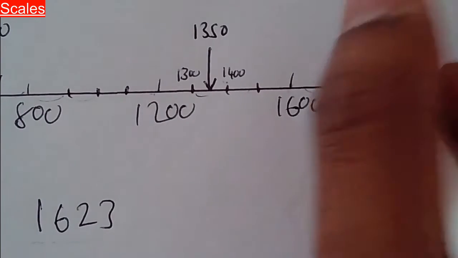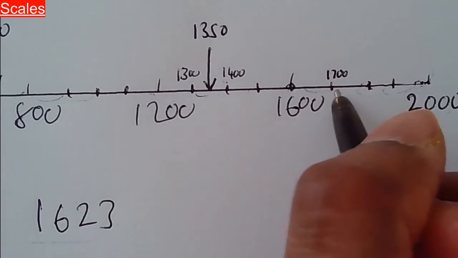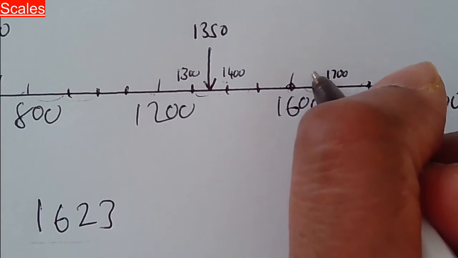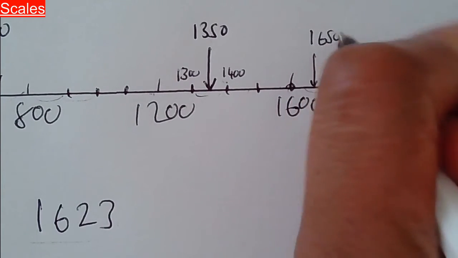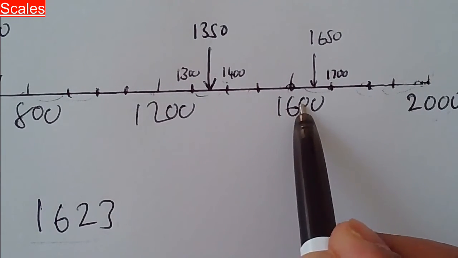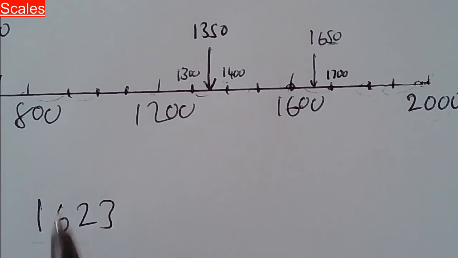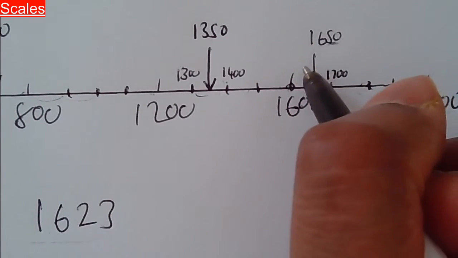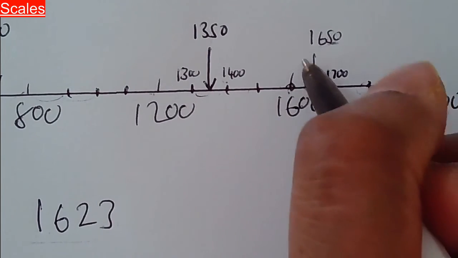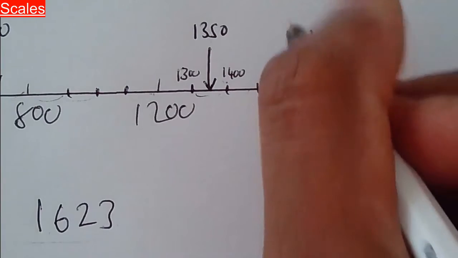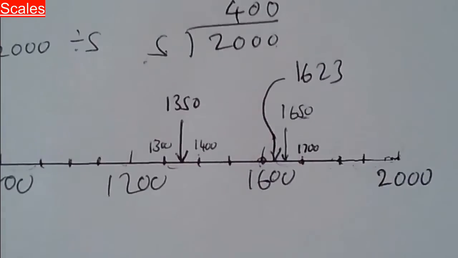zoom in. That's 1,700 over here. And that's 1,600. And in between, right in between, that's 1,650. The number that comes between 1,600 and 1,700 is 1,650. And this 1,623 is going to be roughly somewhere between this 1,600 and 1,650, somewhere here. And that's my estimate. So that there is this number over here.